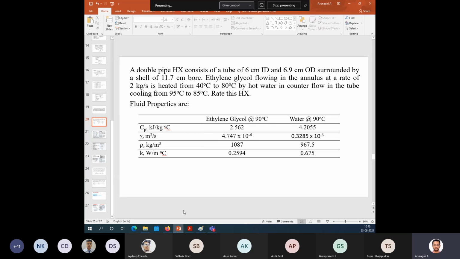Okay, so in this case, this ethylene glycol, which is flowing in the annulus. If you see the problem, a double pipe heat exchanger consists of a tube of 6 cm ID and 6.9 cm OD. So they have given inner pipe ID and OD. This inner pipe is surrounded by another pipe, 11.7 cm bore. Bore means diameter. So they are saying ethylene glycol is flowing in the annulus and the flow rate is given. The temperature conditions of ethylene glycol are also given.